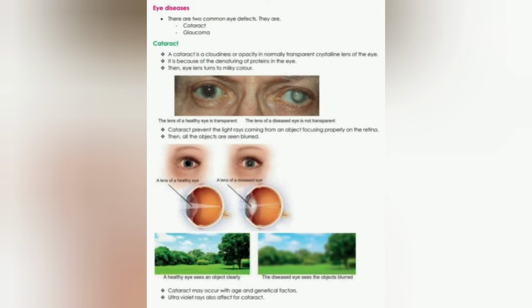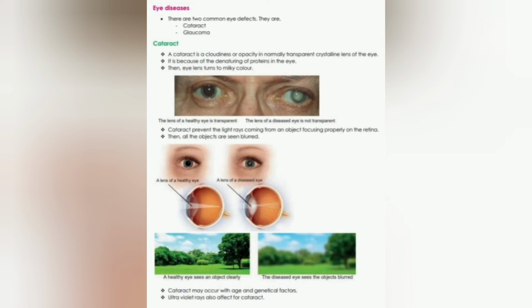Cataract. A cataract is a cloudiness or opacity in the normal transparent crystalline lens of the eye. It is because of the denaturing of proteins in the eye. Then the eye lens turns a milky color. In the diagram you can see the lens of a healthy eye is transparent. The lens of a diseased eye is not transparent. Cataract prevents the light rays coming from an object from focusing properly on the retina.